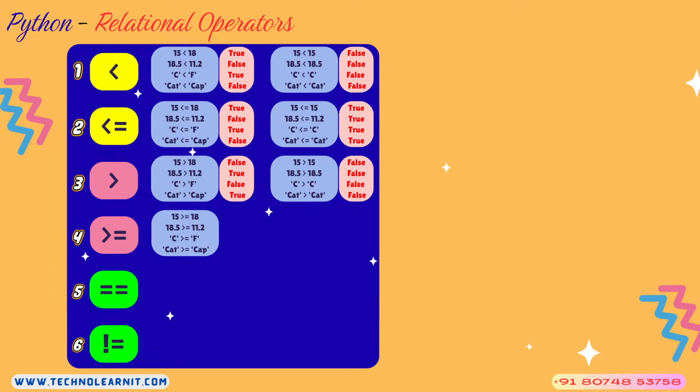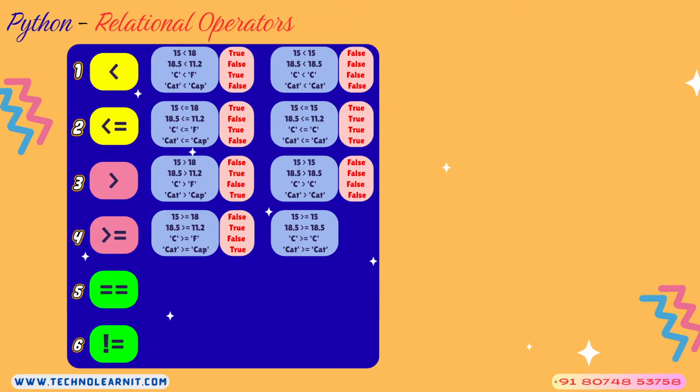Similarly, the next operator is greater than or equal to. 15 greater than or equal to 18, this is going to be false, correct? 18.5 greater than or equal to 11.2 condition is going to become true. Similarly, string C greater than or equal to string F condition is going to be false. The string cat greater than or equal to string cat is going to become true.